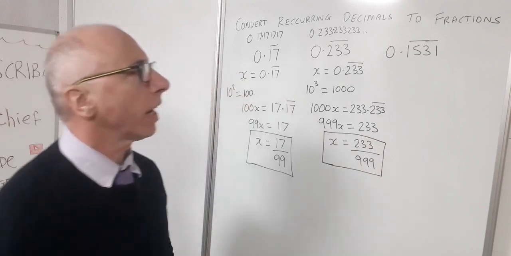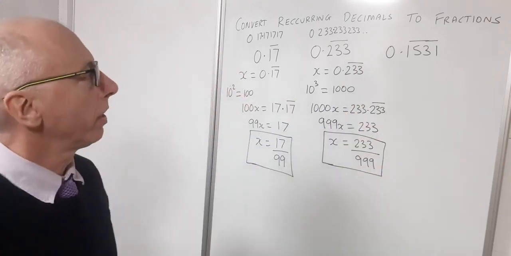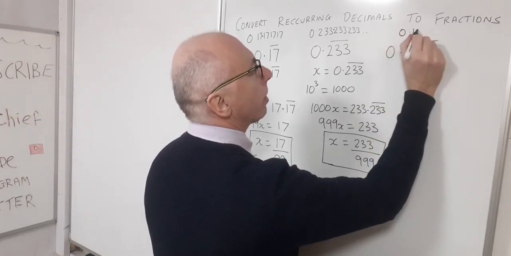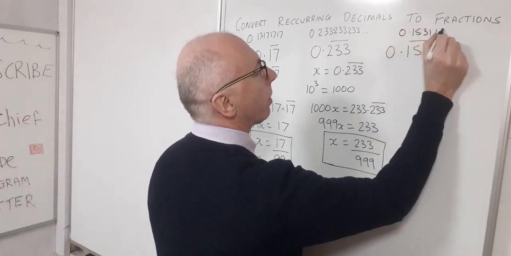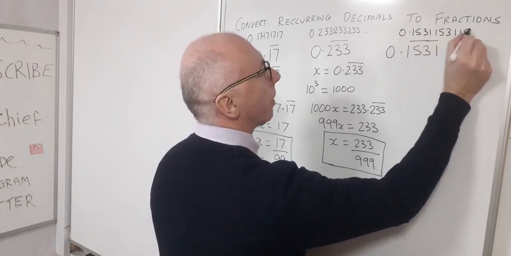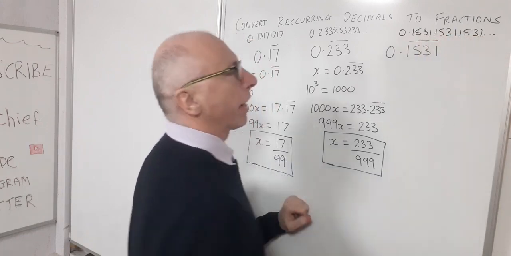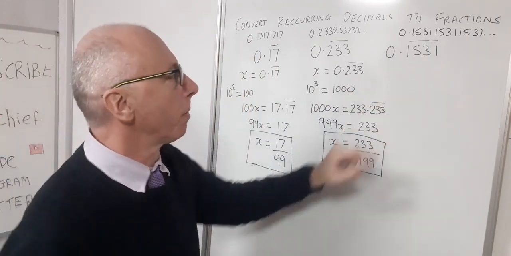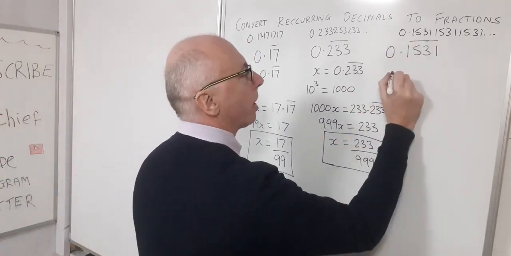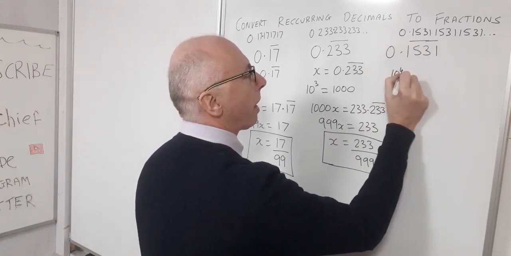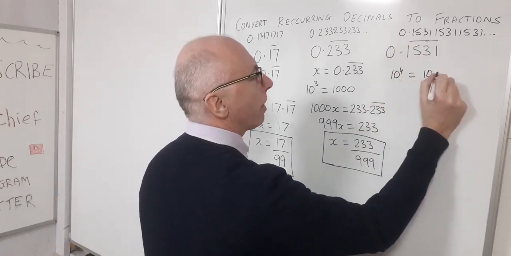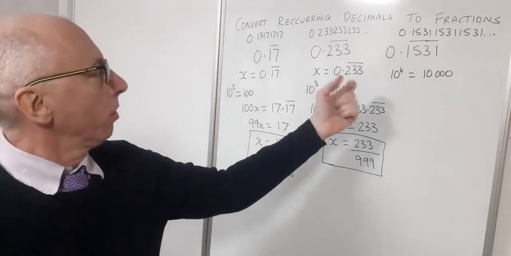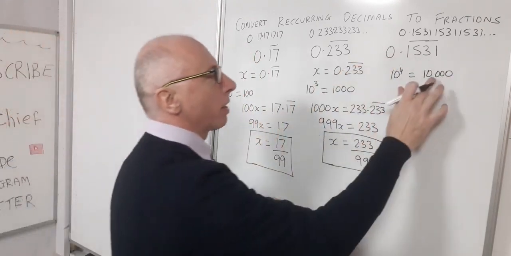Okay, now what about this last one? This one's a little bit bigger, but again, same principles. Just write it down: 1531, 1531, 1531, and again it'll just keep going on and on. This time we've got 4 numbers behind the decimal and inside are recurring. So this time we need 10 to the power of 4, which equals 10,000. So now set x to be this and then multiply by this number.